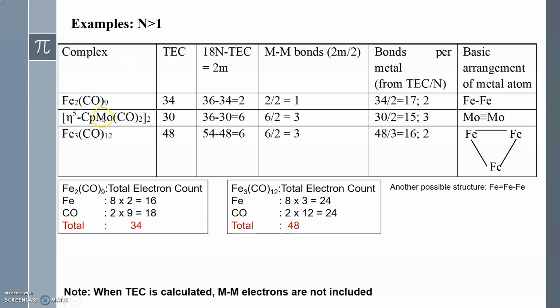So 4 plus 6 plus 5 leads to 15 into 2 is equal to 30, right? But what is the total electron count? This is the total number of electrons from all the metals. This is going to be 18 into 2, that is 36. And what is the total electron count that we have calculated from the formula? It is 30. So there are 6 electrons contributed from the metal-metal bond. So that means there are 3 metal-metal bonds that are present.